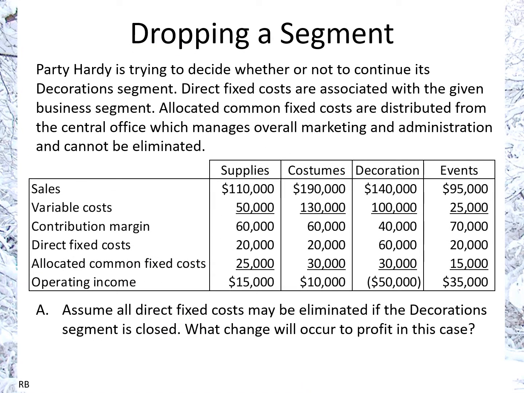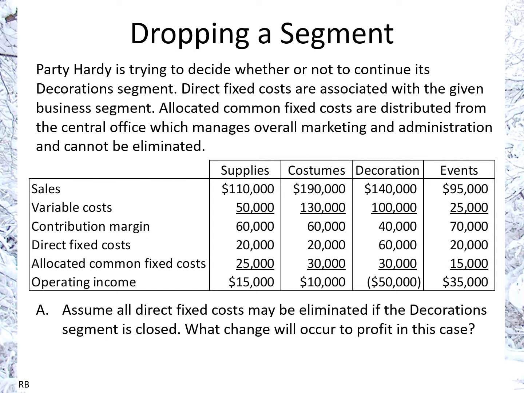So welcome to decision analysis. This is dropping a segment. So Party Hardy is trying to decide whether or not to continue with its decorations segment. That's this one here. Direct fixed costs are associated with the given business segment. Those are the direct fixed costs.